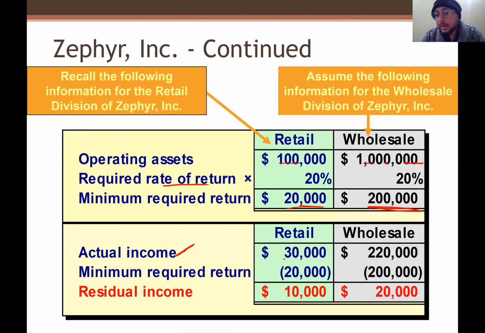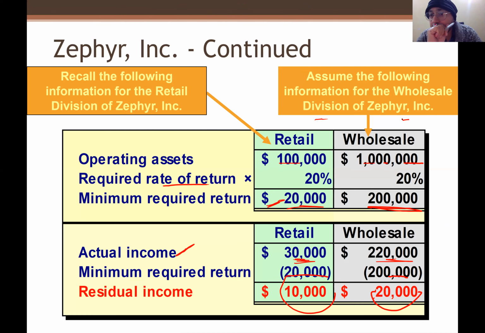Okay. For example, both completed their targets. Here, the retail division earned $30,000 and the requirement was $20,000. So they made $10,000 residual income, right? Whereas the wholesale division also beat their target, but only by $20,000, and their residual income is $20,000. Now, you tell me, who performed well? Whether the retail department performed well or the wholesale department outperformed?